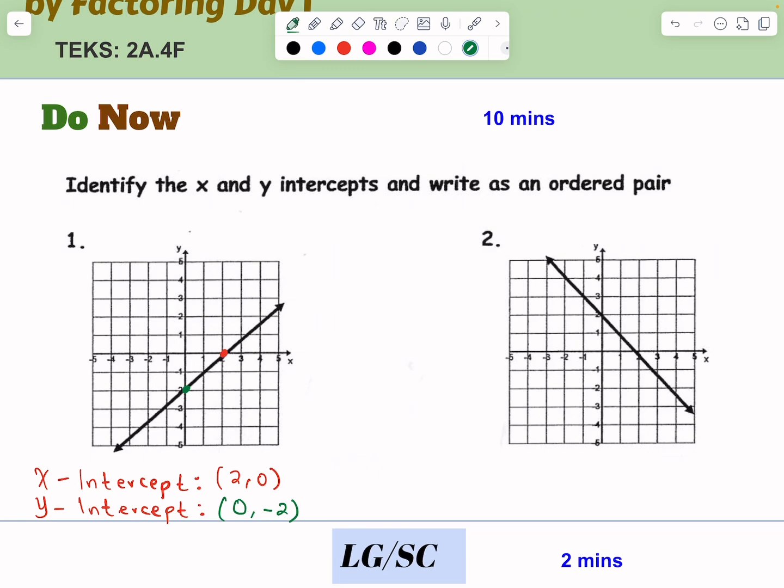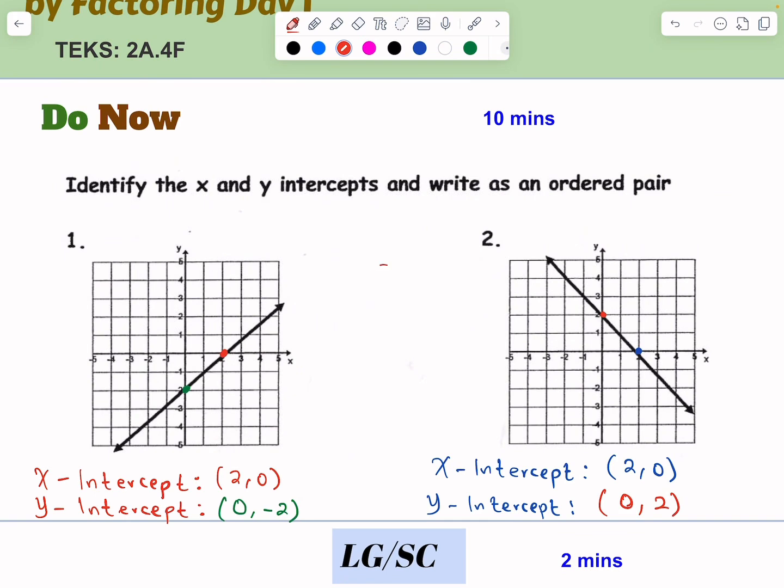And then for the second one that we have on the right, what do you think the x-intercept is going to be? It's going to be this point right here, and that point will be (2, 0). And then my y-intercept is going to be this point, and that point is (0, 2). And if you look at that, the slope will be negative.